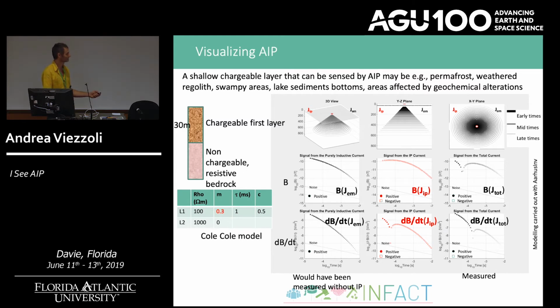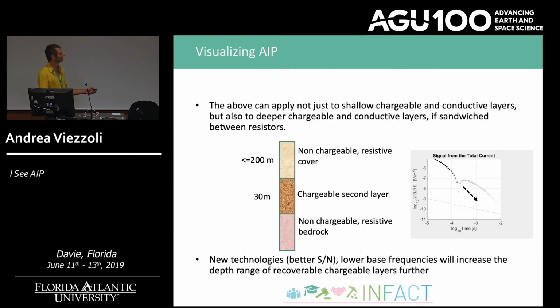More on this. These are just a couple of plots to show the interplay between the EM and IP contributions to the total magnetic field. This is what you measure in the presence of a shallow chargeable layer. This is in B, this is in dB/dt. This is what you would have measured in the absence of chargeability. And this is just the polarization component. These are all negatives. And again, you can basically tell that in here, all you're seeing is the information from the IP, which again comes from surface.